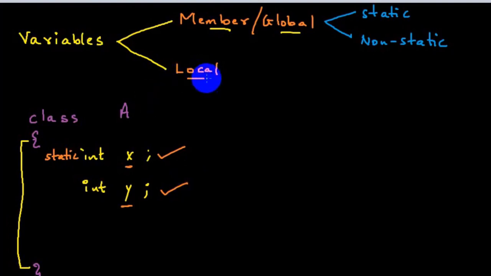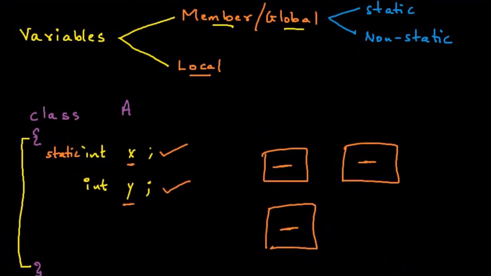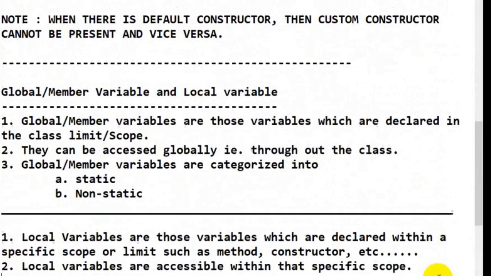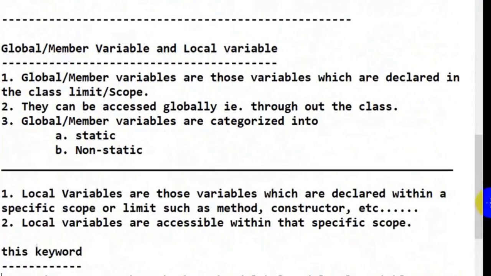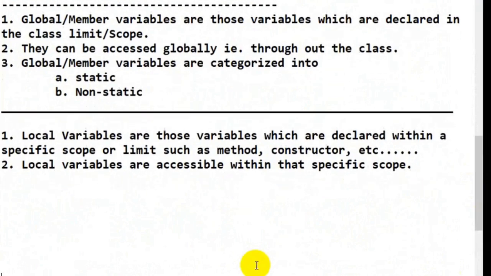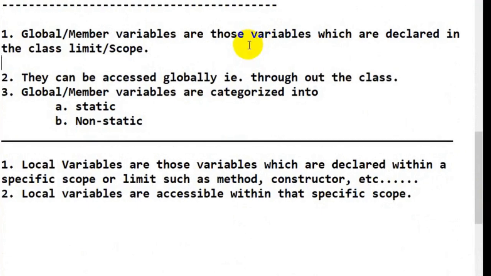And what are local variables? If a variable is declared within a specific scope, within a method, within a constructor, or within a specific block, they are all called local variables. Got the clarity? So just look at the notes which I have here. Closely observe, and you'll get the complete clarity of this entire topic. What are global or member variables and local variables here? Global or member variables are those variables which are declared within the class limit.